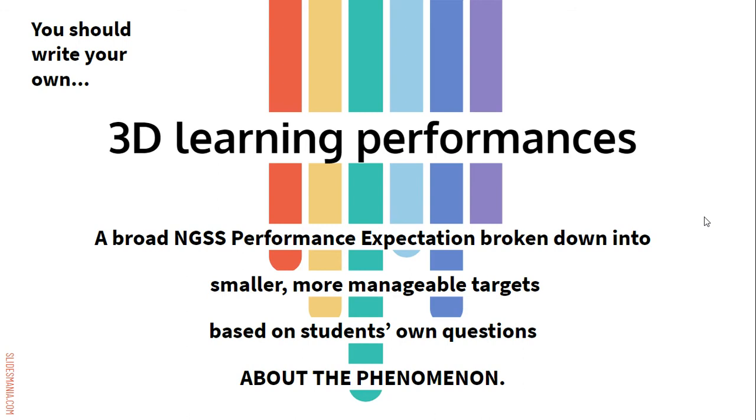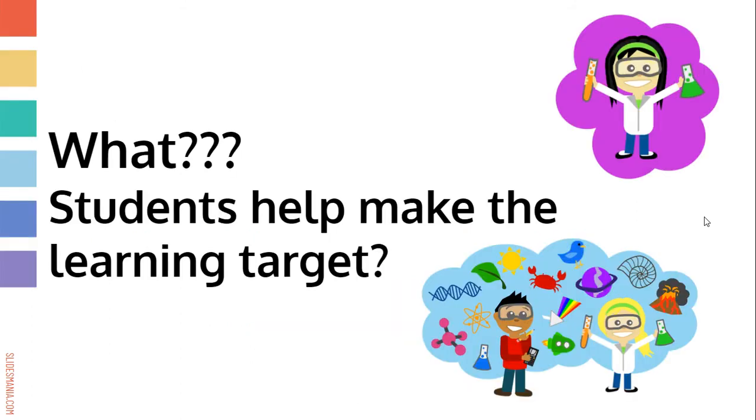Before I get into the students' own questions about phenomenon aspect, let me just say that one broad NGSS performance expectation might have 2 or 3 or 4 or more 3D learning performances under it, those small bites. And when you put those small bites together, you get the big performance expectation. Okay, just wanted to make that clear. Now, the part about based on students' own questions about the phenomena leads me to remind you about what kind of instruction you should be doing three-dimensionally.